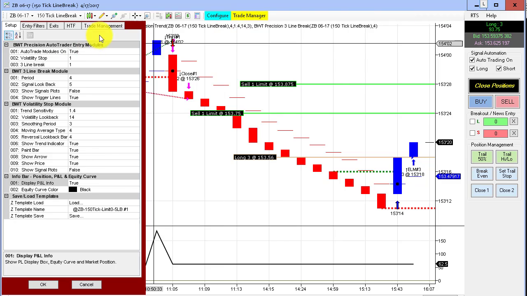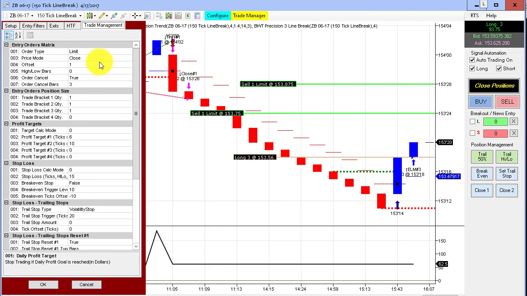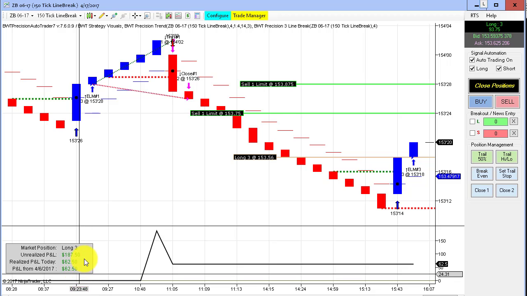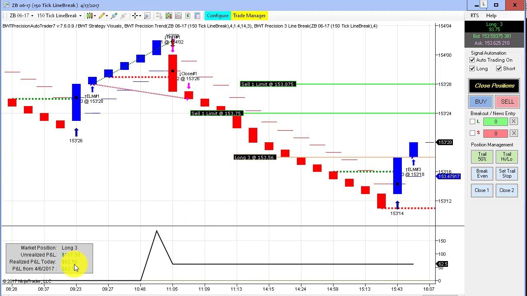The entry on this is a limit order at the close of the bar, and often an offset of -1 tick is filled right at the close of the bar. So this did get filled at the close of the bar here on a limit fill. And it's just up a couple of ticks, which in the bonds, if you had 2 or 3 winners like this every day, it would be a good day.